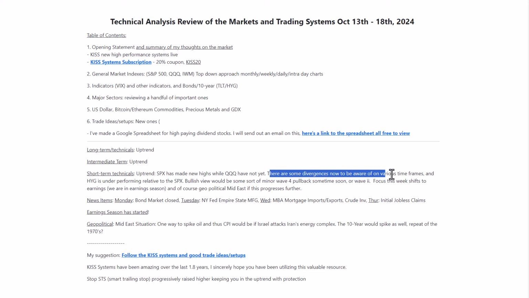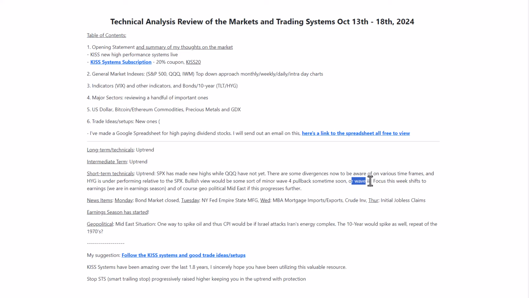There are divergences to be aware of on various time frames and indicators. High-yield corporate bonds are also underperforming relative to the S&P, and sometimes that can produce a pullback. We'll see. Again, under a bullish view, we could at least see a minor pullback of a wave 4, or maybe a deeper pullback as a wave 2.